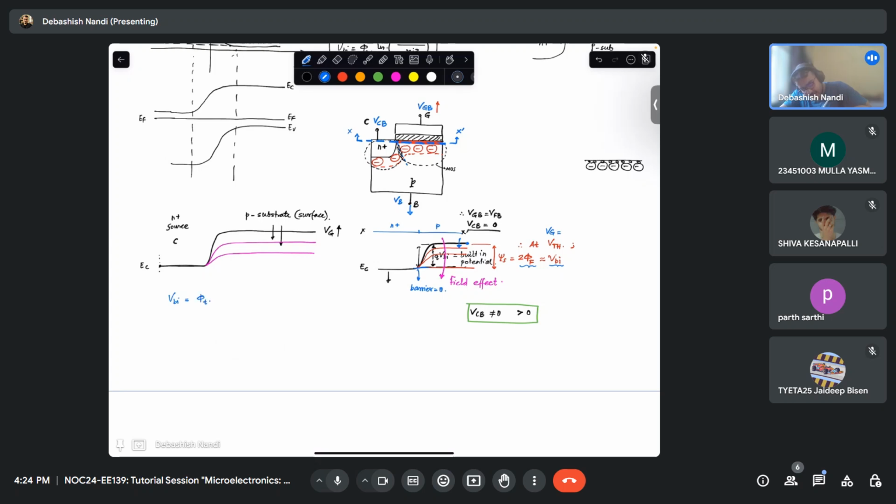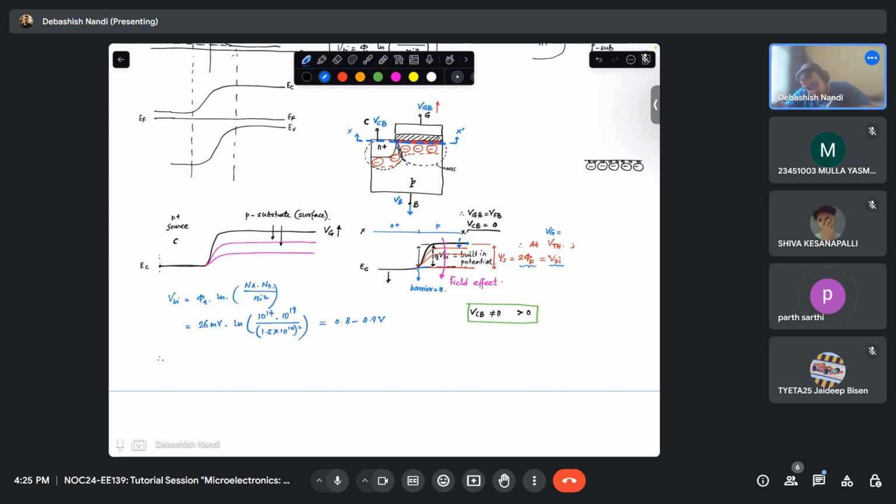Now let me tell you numerically what your VBI is. VBI is phi t ln of Na Nd over ni square. Phi t is, let's say, 26 millivolt. Na, the substrate doping, is 10 to the power 17, and Nd is 10 to the power 19, over 1.5 into 10 to the power 10, whole square. If you compute this, it comes to around 0.8 to 0.9 volt. That much is clear.